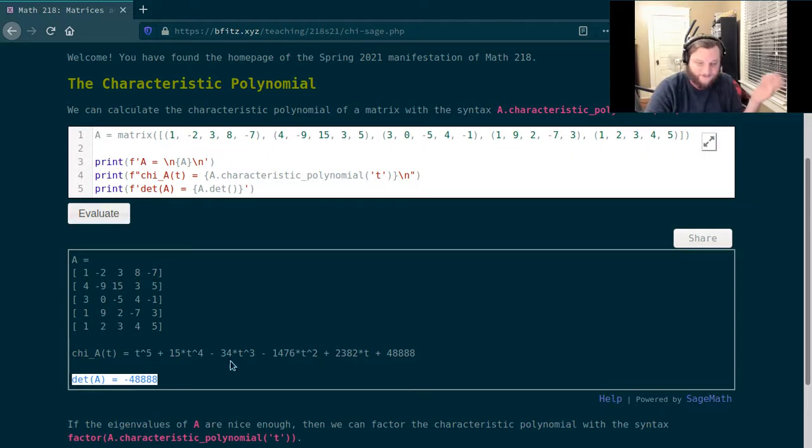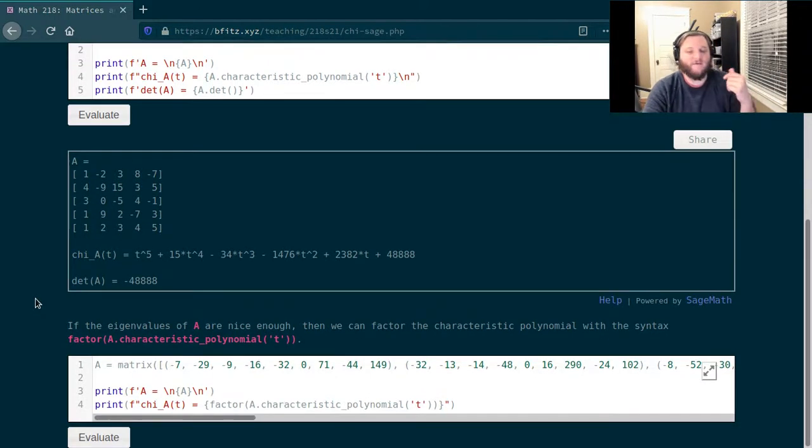So that's cool. Now, remember that for any polynomial, as long as the roots are nice enough, Sage can apply an algorithm to factor the polynomial. This, of course, is not always guaranteed, but it can happen if things are nice enough. So I've added a second code block, which will attempt to factor the characteristic polynomial. My matrix here is rather large. It looks like a 7x7. So let's hope that this matrix has nice eigenvalues. I click evaluate.